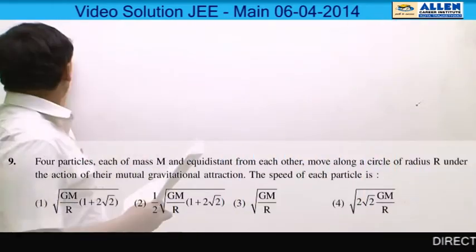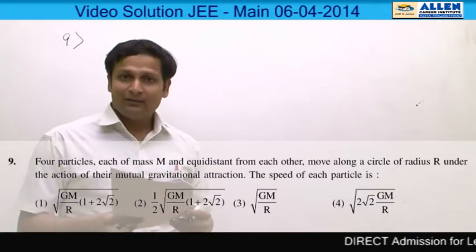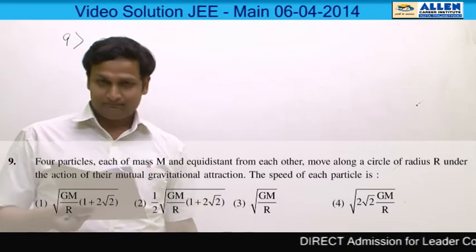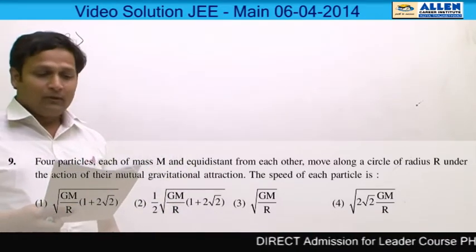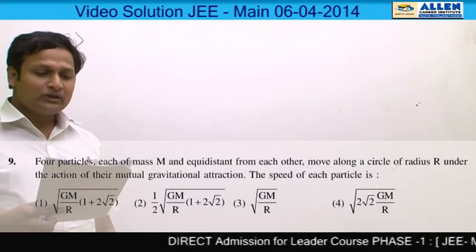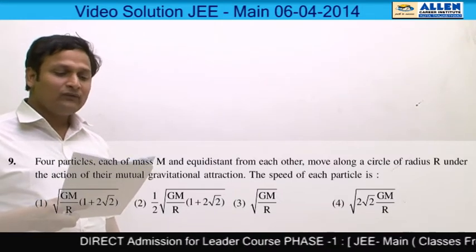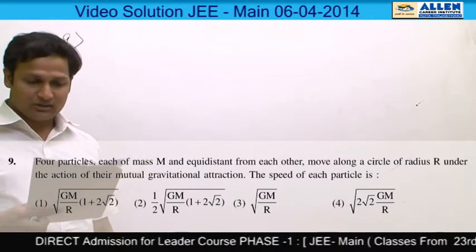Question number 9. The basic theme behind this question is gravitation and circular motion. Four particles, each of mass capital M and equidistant from each other, move along a circle of radius r under the action of their mutual gravitational attraction.